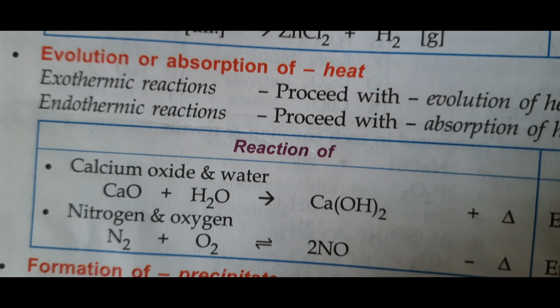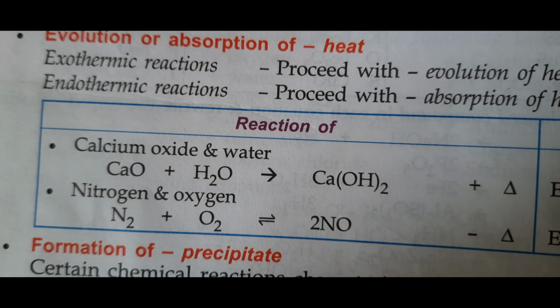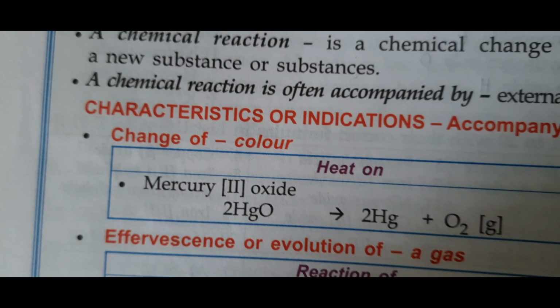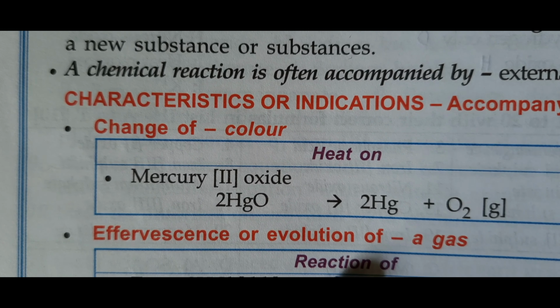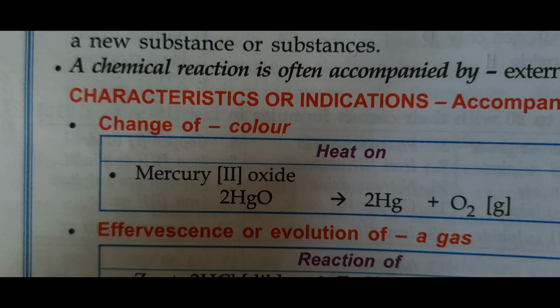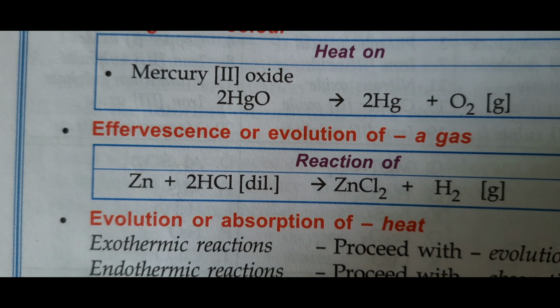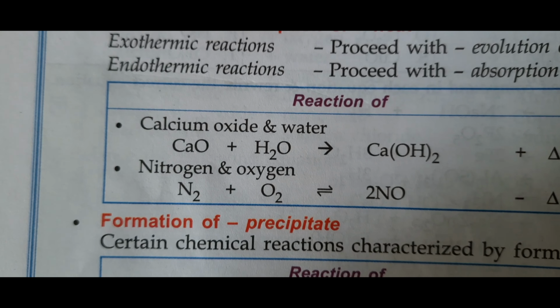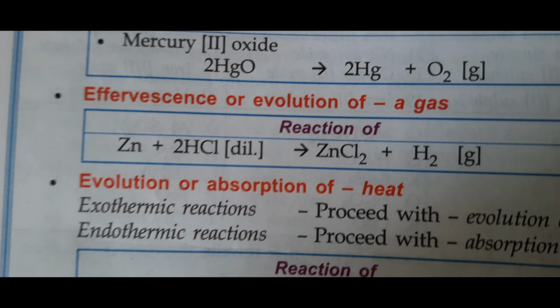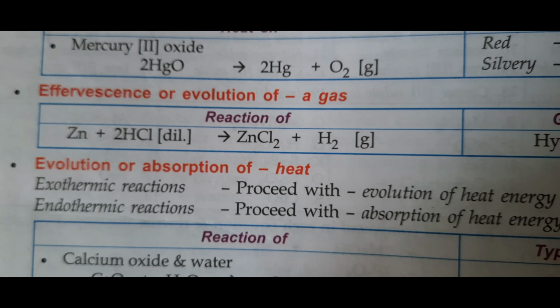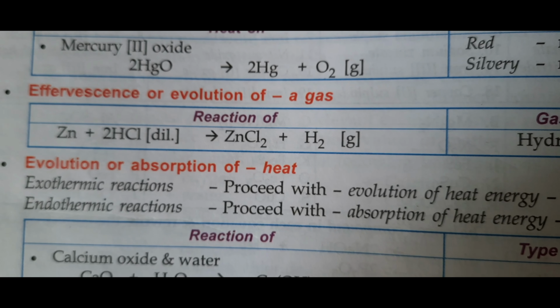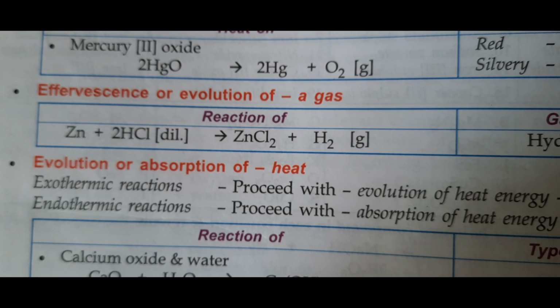And the last one is formation of precipitate. So the four characteristics of any chemical reaction are change of color, evolution of a gas, no need to write effervescence, and then evolution or absorption of heat, and the last one is formation of precipitate. And when the evolution of heat energy occurs, that is called exothermic reaction, represented by plus heat. And when there is absorption of heat energy during a reaction, that is endothermic reaction, represented by minus heat.